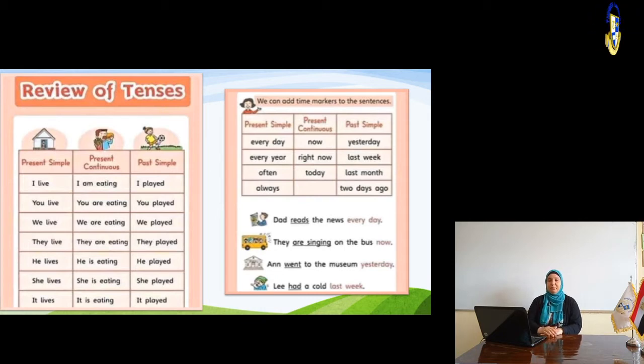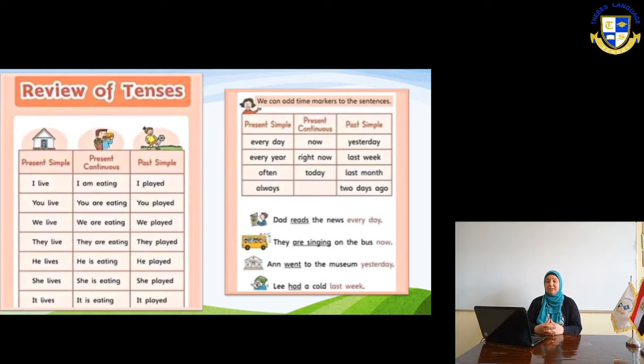The present simple, the present continuous, and the past simple in 3 columns. Let's say the first one: I live. This is in the present simple. I live, you live, we live, they live, he lives, she lives, it lives. This is the present simple, and you remember that, of course, from the previous year.